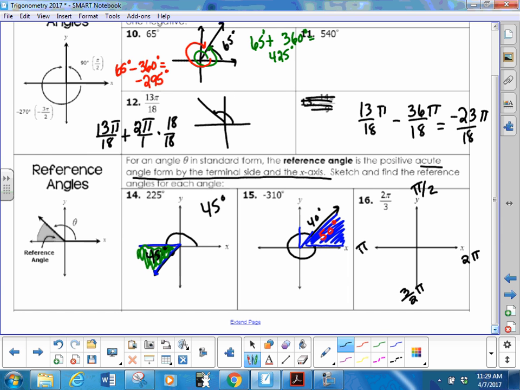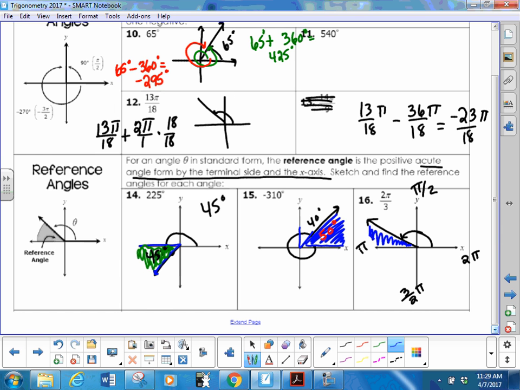And I'm going to start here and go 2/3 of a pi. So this is half a pi. Do y'all want to go all the way here? No. That'd be too far. So I'm going to go all the way to here, which would be about 2/3 pi. But now that's not my reference angle. My reference angle is between the terminal side and the x-axis, which is right here.